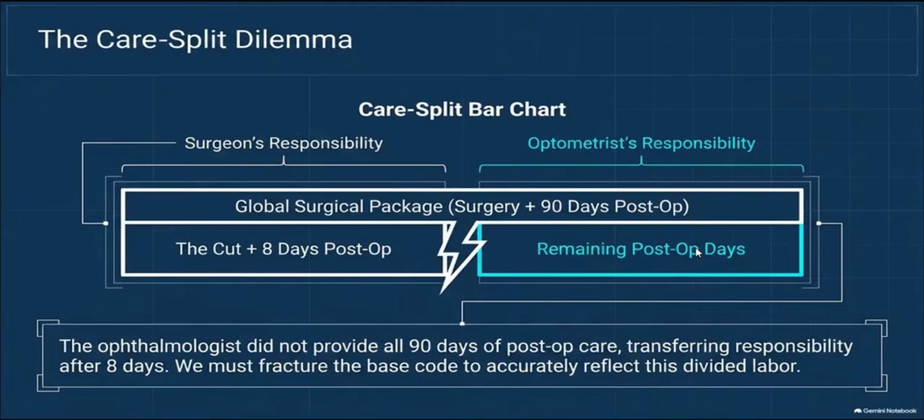So here is the split between the surgeon and the eye specialist. The surgeon is taking care for only 8 days and the remaining post-op days the eye specialist is taking care. So these two need to be billed separately. The ophthalmologist did not provide all 90 days of post-op care. It was transferred after 8 days. So we must divide these into two lines so that both can be paid. So let us check out how we can code it.